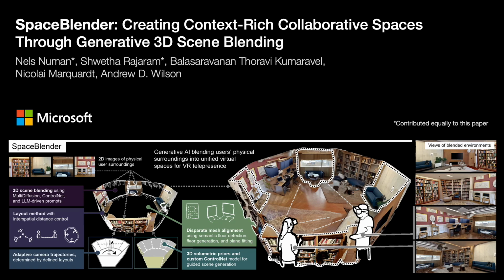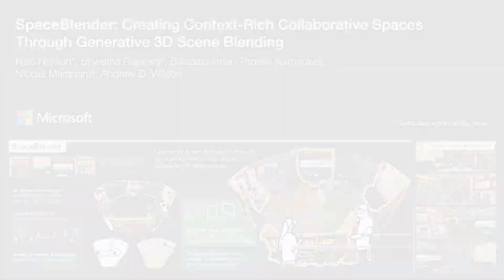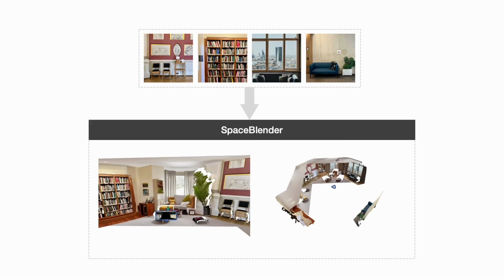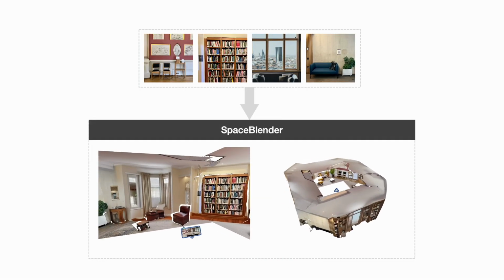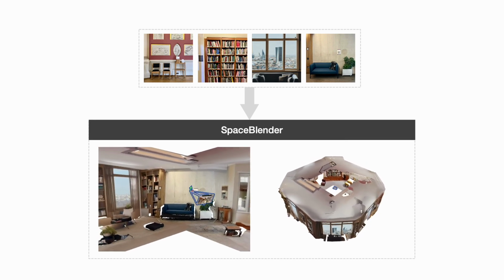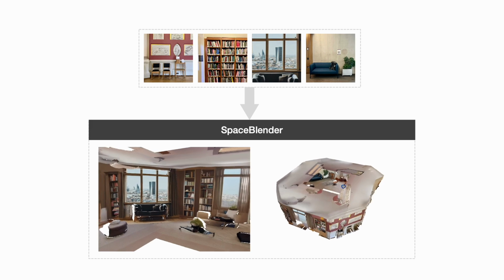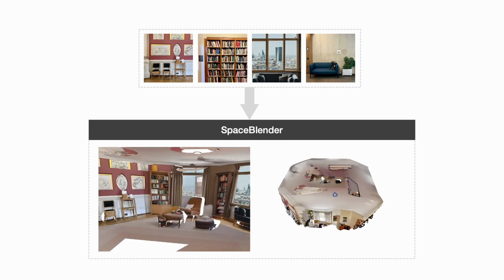There is increased interest in using generative AI to create 3D spaces for VR applications. However, today's models overlook core VR usability requirements and produce artificial environments, falling short of supporting VR collaborative tasks that benefit from incorporating the user's physical context. To generate environments that support VR telepresence, we introduced SpaceBlender, a pipeline utilizing generative AI techniques to transform user-provided 2D images into context-rich 3D environments.